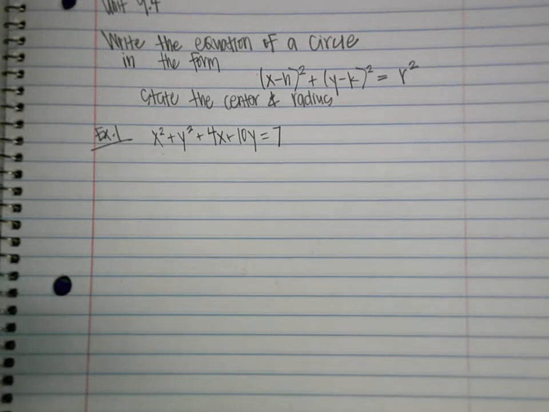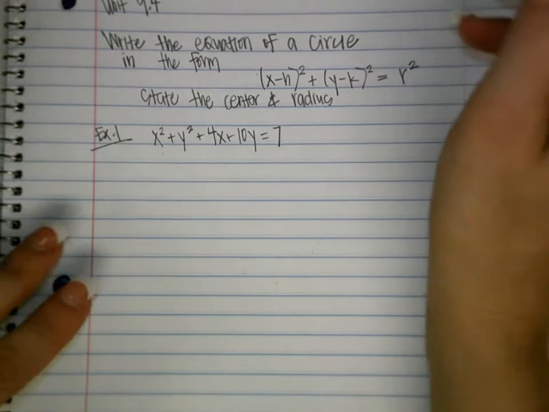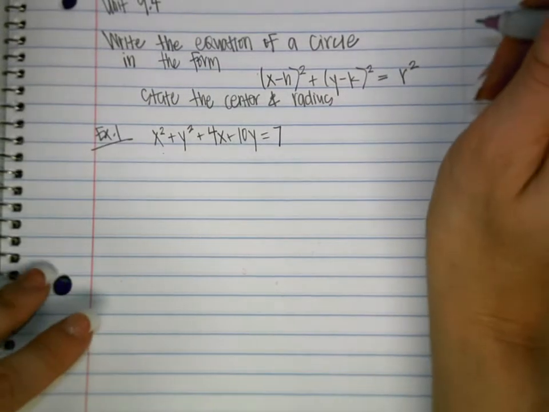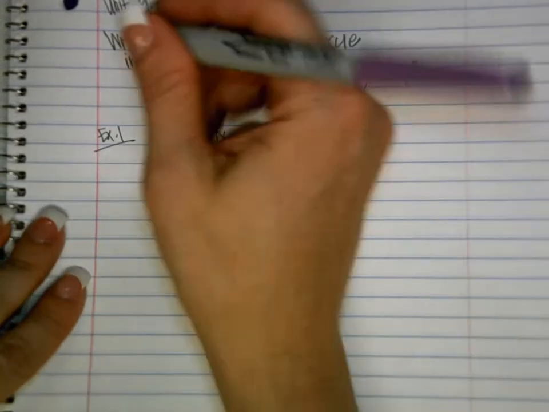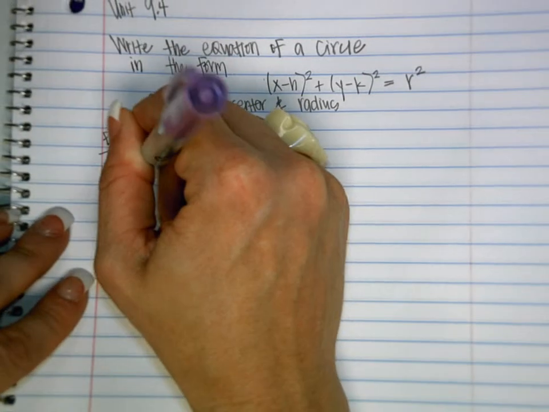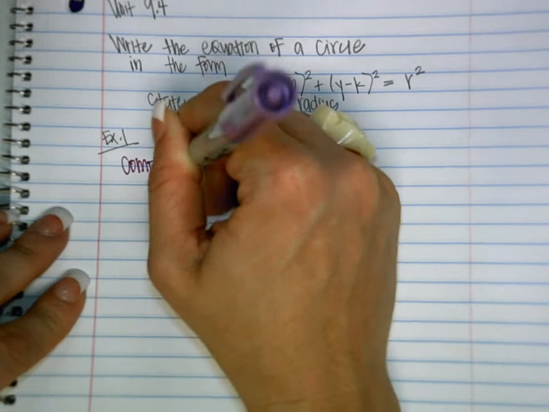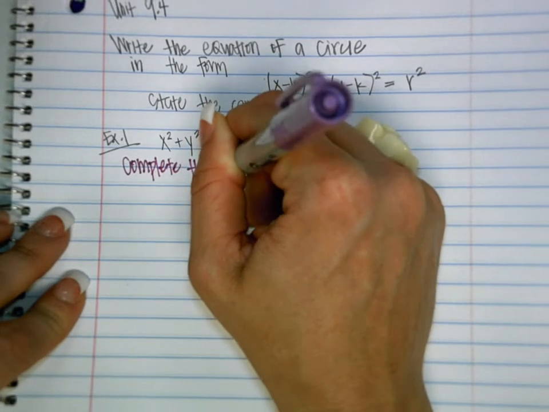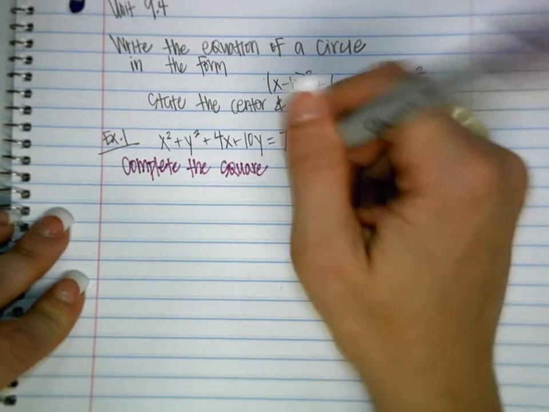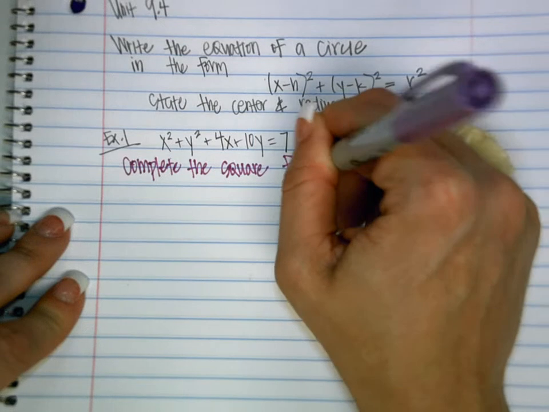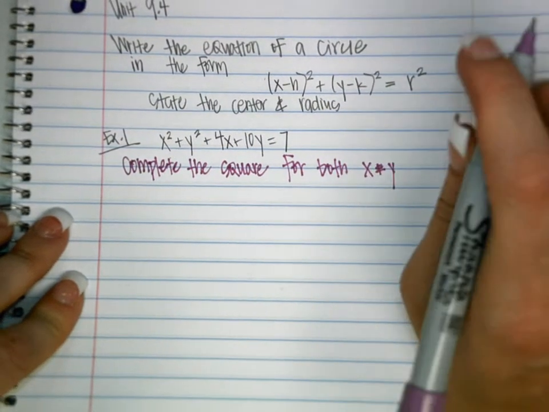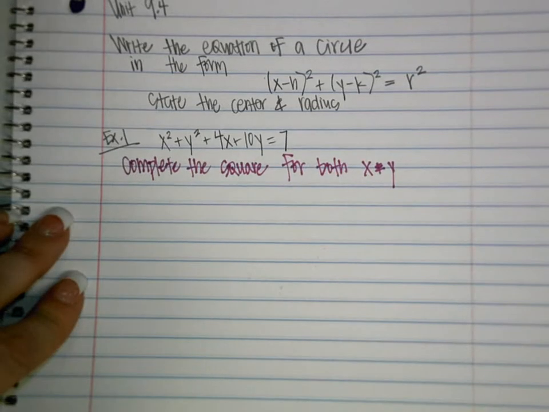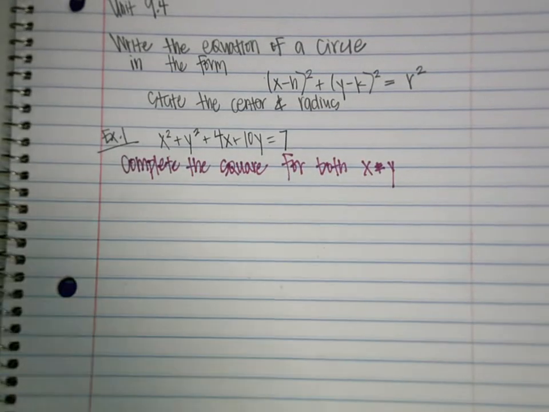What did we have to do before I could find the vertex of a parabola? Complete the square. But this time, we are going to have to complete the square for both x and y.